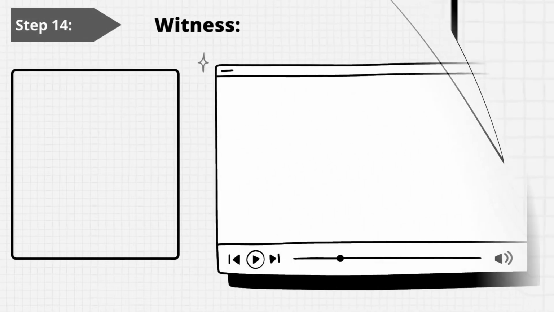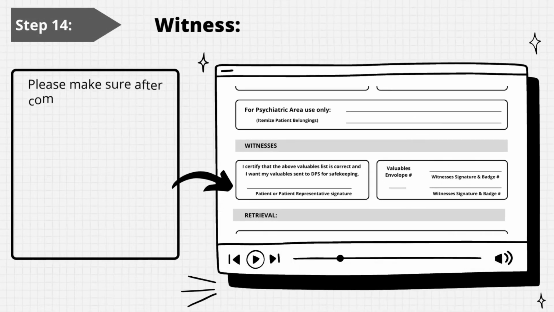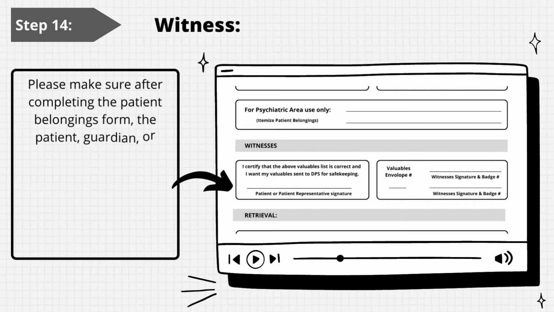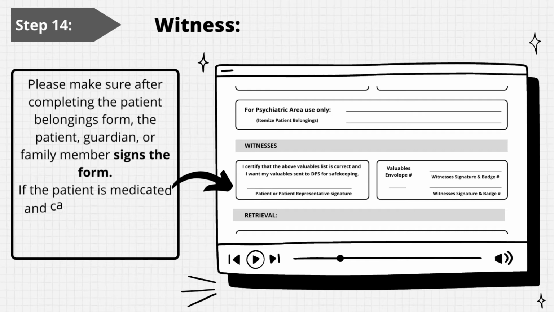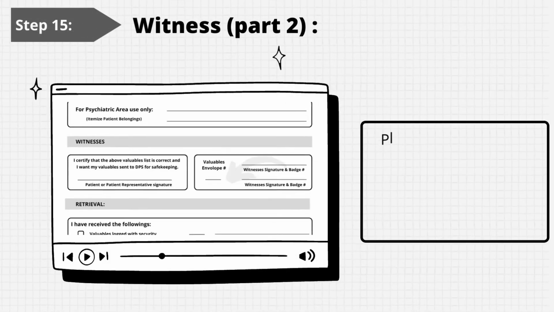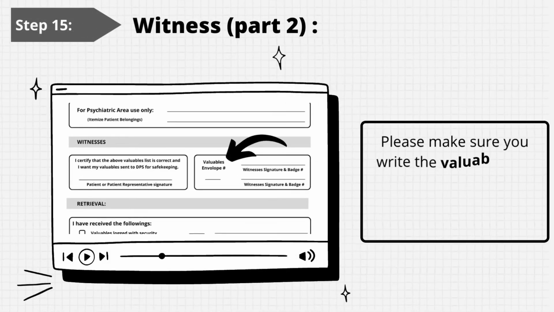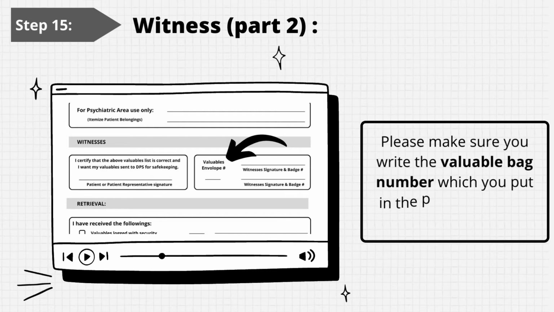Step 14. Witness. Please make sure after completing the patient belongings form, the patient, guardian, or family member signs the form. If the patient is medicated and cannot sign, please write patient is unable to sign. Step 15. Witness, Part 2. Please make sure you write the valuable bag number, which you put in the patient valuable on the form.